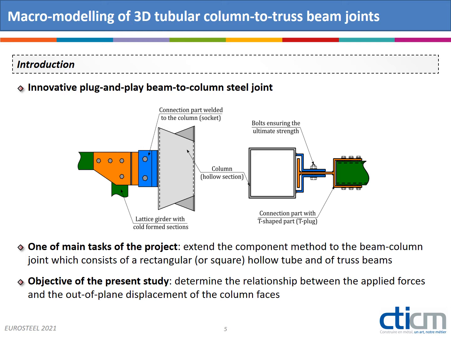However, no calculation methods are available for this type of joint. At the time being, the current component method given in Eurocode 3, Part 1-8 covers only steel joints with beam and column of I sections. So one of the main tasks of the project is to extend the component method to new steel joints. In this presentation, we deal with only one component of this joint. It's a column face subject to tension or compression at the location of the socket.